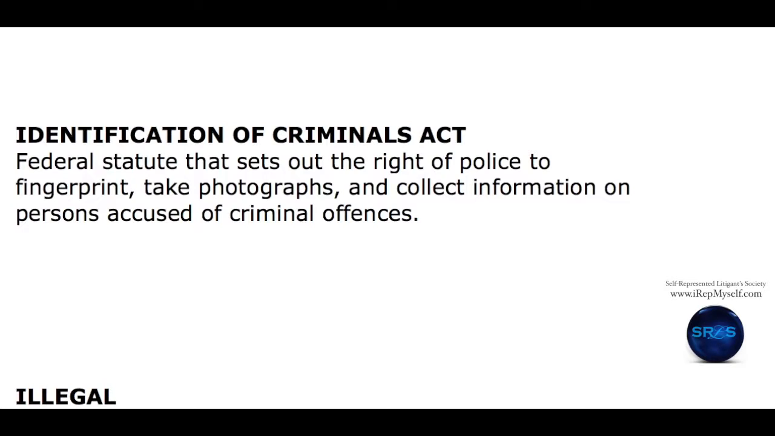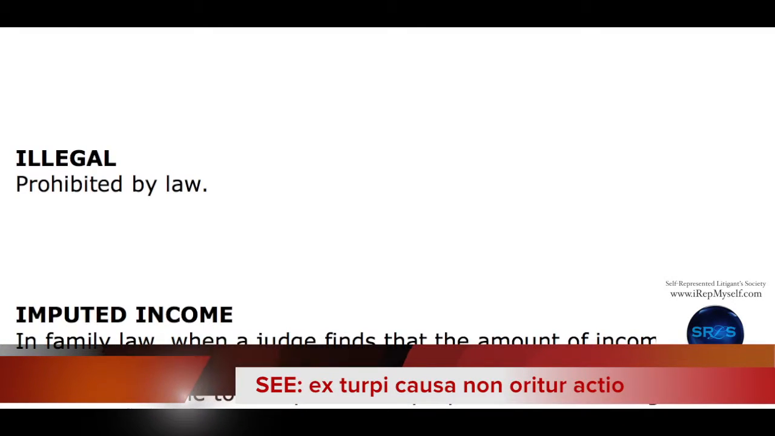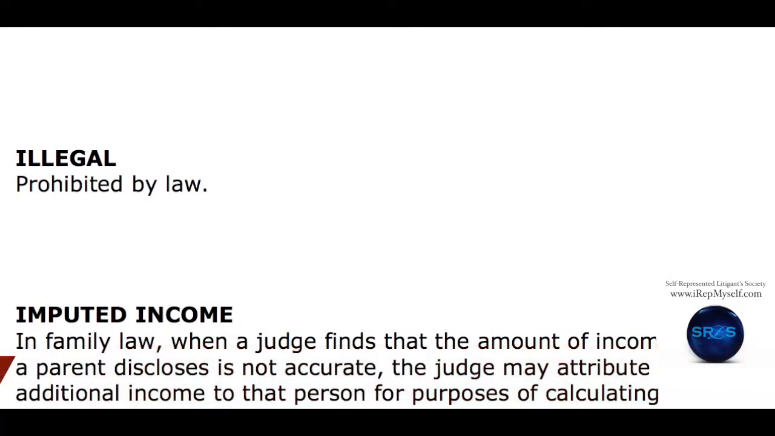Identification of Criminals Act is a federal statute that sets out the right of police to fingerprint, take photographs, and collect information on persons accused of criminal offenses. If something is illegal, it's prohibited by law. It could also mean that it's illegitimate. I'd refer you to the Latin term below to explore this topic a little bit further.